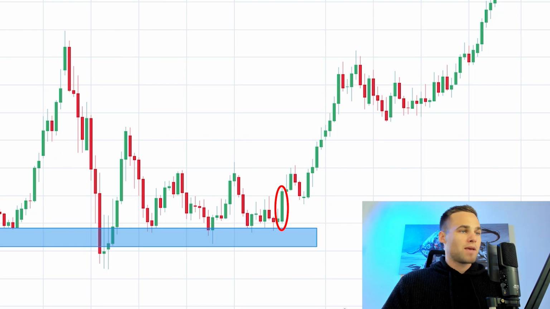But in this case, we're going to keep it simple. We're just going to look for a momentum or a big bullish candle coming off of it, which you can see here.